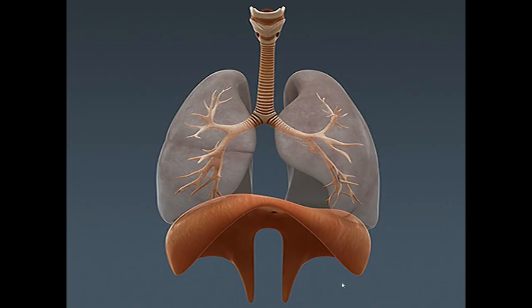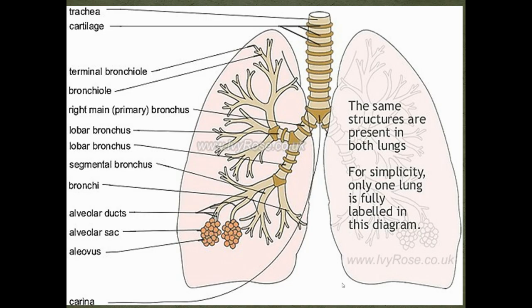We can see the bronchial tree and we can see the trachea, primary bronchus, secondary bronchus, bronchioles, and we have seen the diaphragm. The same structures are present in both lungs. For simplicity, only one lung is fully labeled in this diagram.